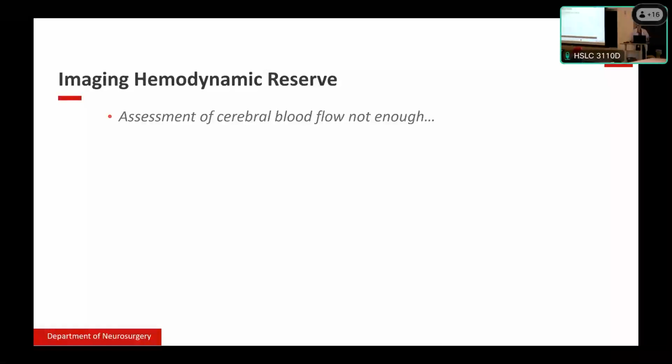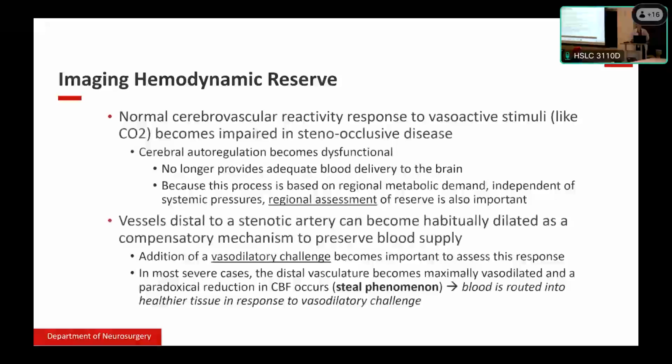This is a concept that you all are probably familiar with, but ultimately normal cerebrovascular reactivity is the response to vasoactive stimuli like CO2, and it is impaired in steno-occlusive disease. So you're no longer able to give adequate blood supply to the brain. But because this process is based on regional metabolic demand, independent of systemic pressures, regional assessment of the reserve is important. The vessels distal to the stenotic artery can also become habitually dilated.